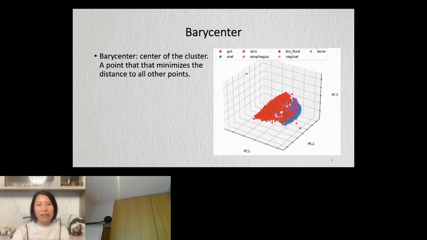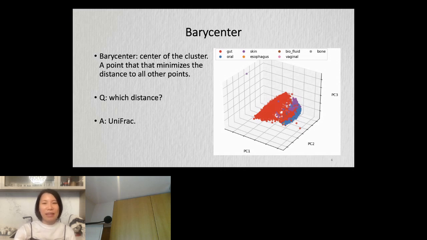Then the question would be, what distance? Given the same coordinate system, depending on the distance metric, the clusters may look different, and so will the barycenter, right? Then which distance metric is suitable? So we propose using Unifrac. The reason being that it's a widely used metric, and it has been shown to be robust in many metagenomic studies. And also, very importantly, it has a very nice mathematical characterization that makes it very easy to compute. And we'll talk about it in the next few slides.